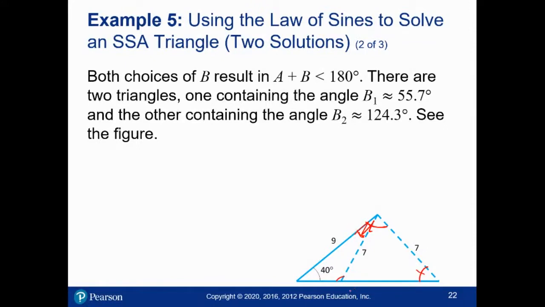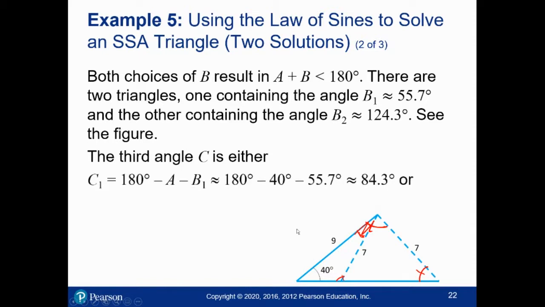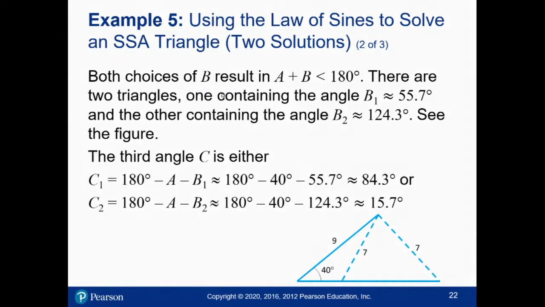Actually, it's these two choices here. This one is going to be our 55-degree angle, and this is going to be the 124. So there's two possible choices for the third angle. If I had chosen B to be 55.7, then the remaining angle would be 84.3. But if I had chosen B to be 124.3, the remaining angle would be 15.7. That's fine. There are two possible solutions, which means finding the extra side, because remember, we were given two sides, 9 and 7, is going to have two possible solutions.